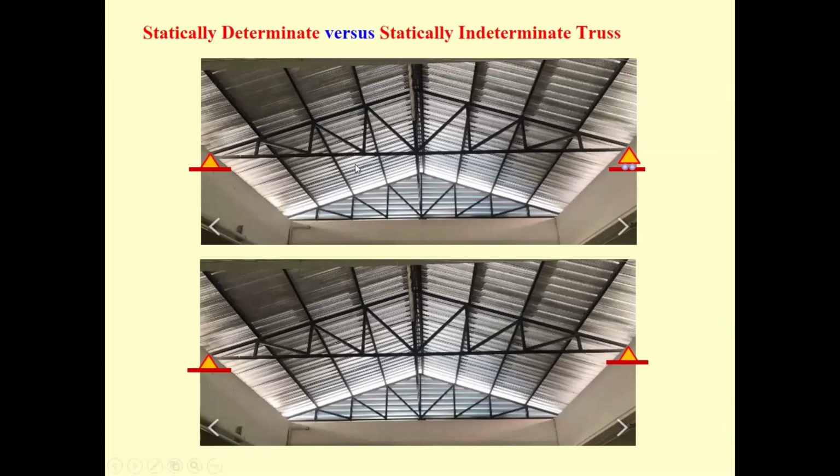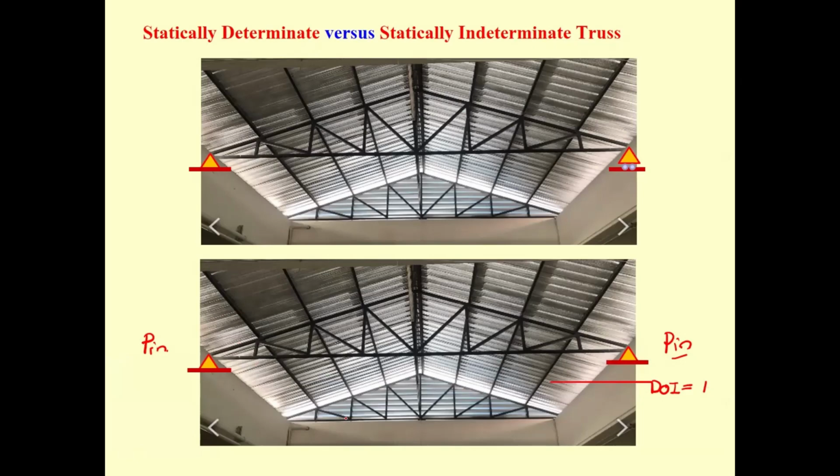Okay, you may assume it to be pin and roller. If you assume it to be pin and roller, the truss is going to be statically determinate. And if you assume the supports of the truss to be pins as in this one, the truss in the bottom picture is going to be statically indeterminate, with a degree of indeterminacy equal to 1.